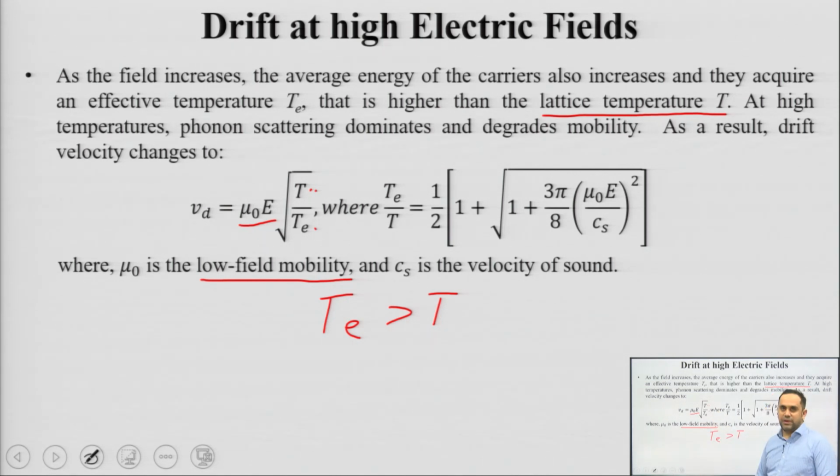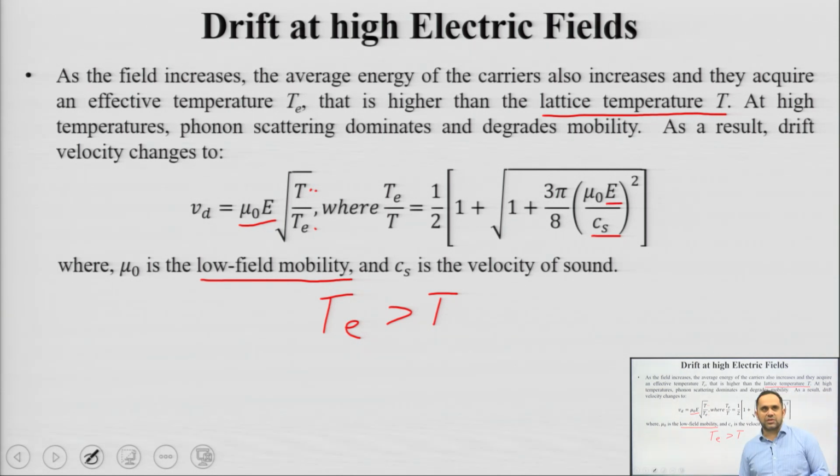So, then your initial direct relationship between velocity and electric field is valid. Okay. But at high values of field, where effective temperature increases, this term becomes lower than 1. So, your drift velocity starts to either become constant or in extreme cases starts to fall off, right. And this is the ratio of this effective temperature to lattice temperature, and here C subscript S is nothing but the velocity of sound, E is applied electric field.